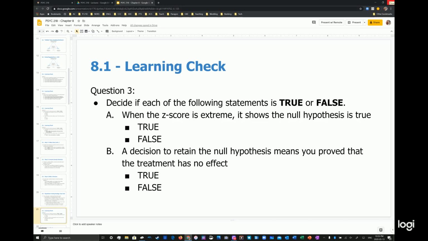So this is our last learning check of this part of the chapter recording before we go on to the next part. So question 3 here, it's 2 true-false statements. A, when the z-score is extreme, it shows that the null hypothesis is true. True or false? And B, a decision to retain the null hypothesis means that you prove that the treatment has no effect. Here, read retain as failing to reject the null.